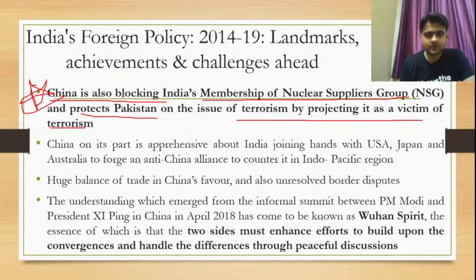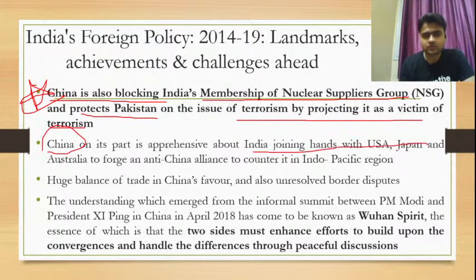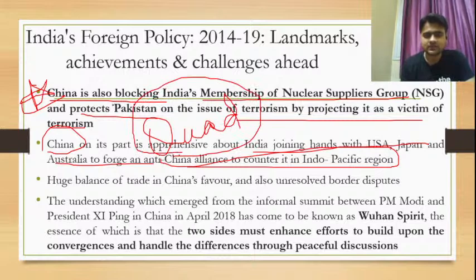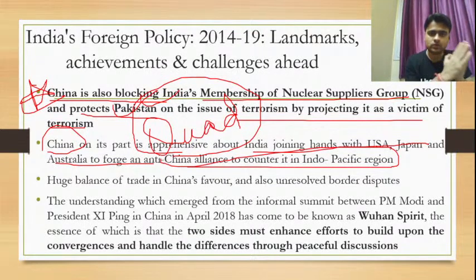Fine. Then China is also apprehensive when we join hands with US and Japan and Australia to forge an anti-China alliance to counter it in Indo-Pacific region. The example is Quad grouping. ठीक है, तो these are also some of the engagements because of which China is suspicious of our activities. And if you remember in our class when we had discussed Quad and Quad plus diplomacy, there we tried to answer how we are projecting it to China that no, this is not an anti-China alliance. You might remember. If you don't remember, you can go back to the Quad and Quad plus diplomacy video and watch that video.